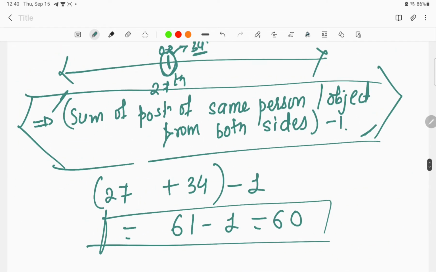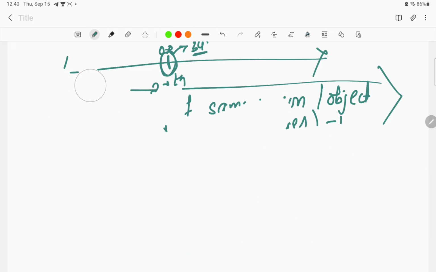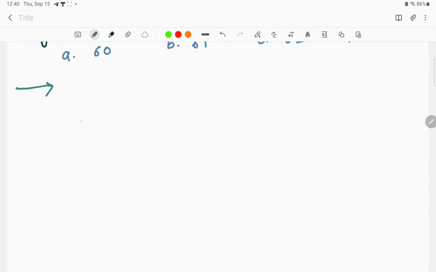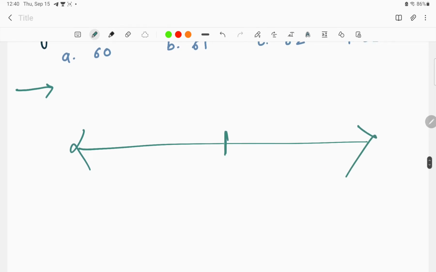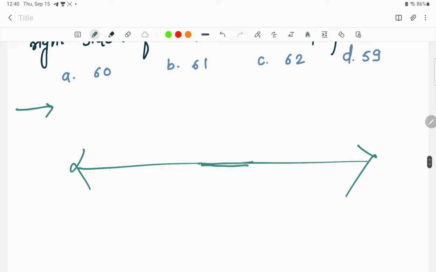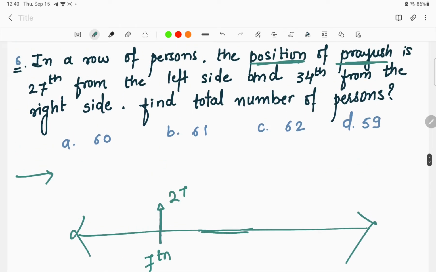What we have done over here, once again I will tell you: anytime one particular line gives the position of one single object or a single person twice, that is from both sides, if the position has been ranked. For example, there is a pencil which has been kept in a row of pencils. There are many pencils placed in one row. Basically, this blue pencil has been placed, for example, 7th from the left side, and its position from the right-hand side is, for example, 27th.